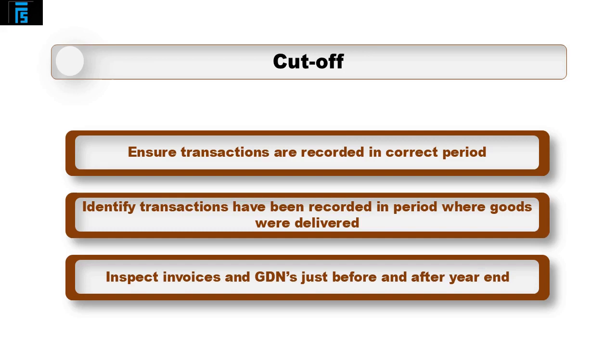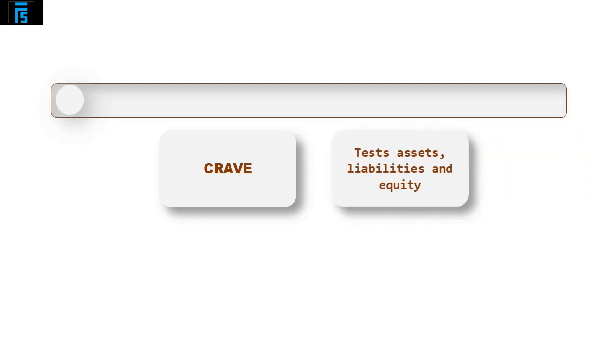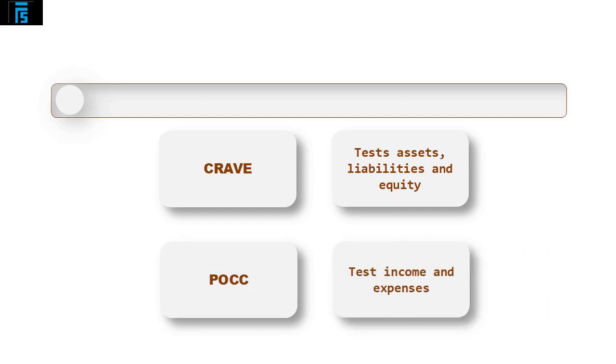Each of these assertions should be used within the substantive testing phase. Each of the assertions within CRAVE, so completeness, rights and obligations, accuracy, valuation and allocation, and existence, are used to test balances within the statement of financial position. These would be all assets, liabilities and equity. Each of the assertions within POC, so presentation, occurrence, classification and cut-off, are used to test balances within the statement of profit and loss or income statement. These would be all income and expenses for the entity.